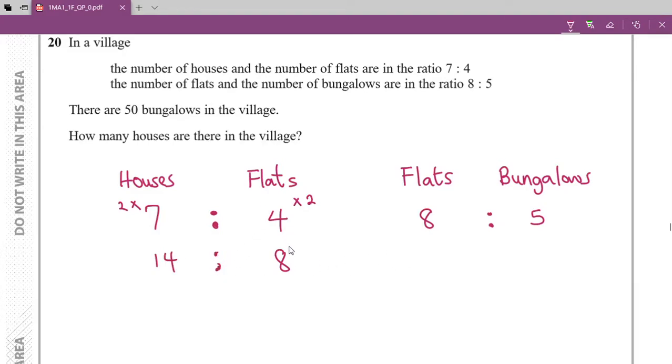Now I can have 8 flats here. Of course, here you have 8 flats already, and then you have ratio 5. Now you can see that I have the same flat.